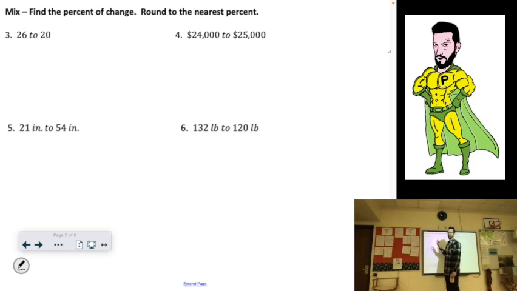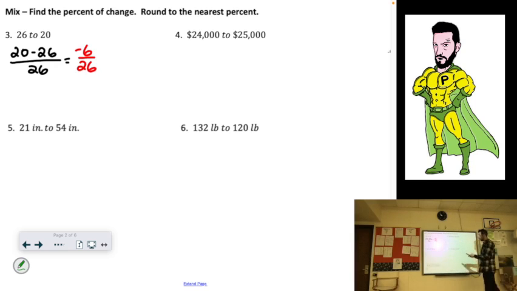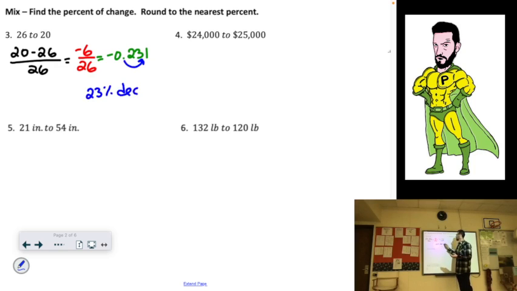It went from 26 to 20. Obviously we can tell that's a decrease. So new 20 minus old 26 over old 26. 20 minus 26 is -6. -6 over 26, and it says to round to the nearest percent. Goes out to -0.231. If we were to move it 2 places to the right, it becomes a 23% decrease.